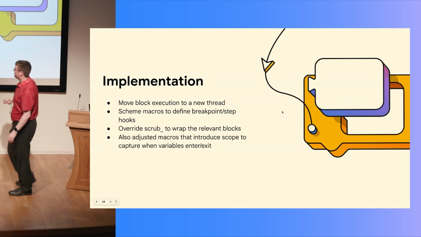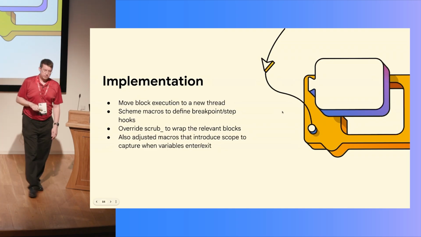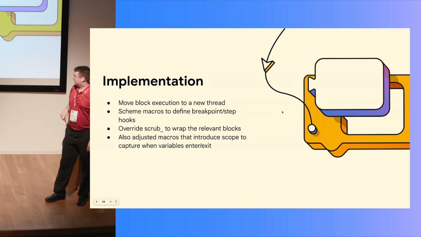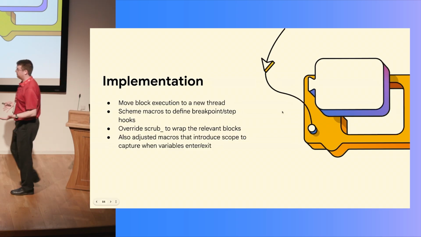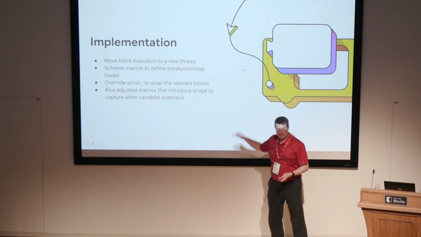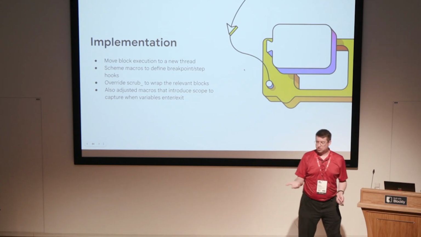One piece of code generation we did change, though, was using the scrub function in order to be able to add the block IDs, like I mentioned a moment ago. And then because we have lexical scoping in App Inventor for our variables, we had to add some additional metadata to track when variables were entering scope and leaving scope.